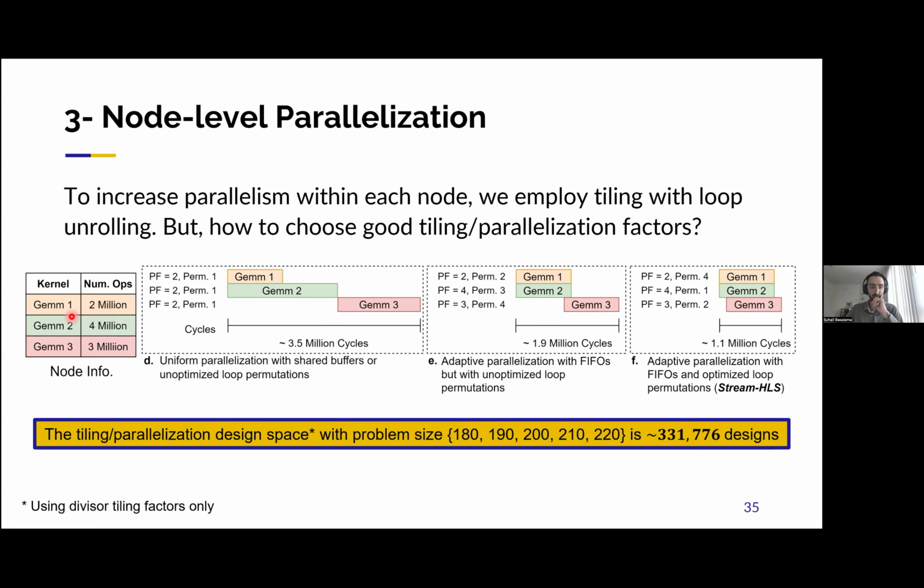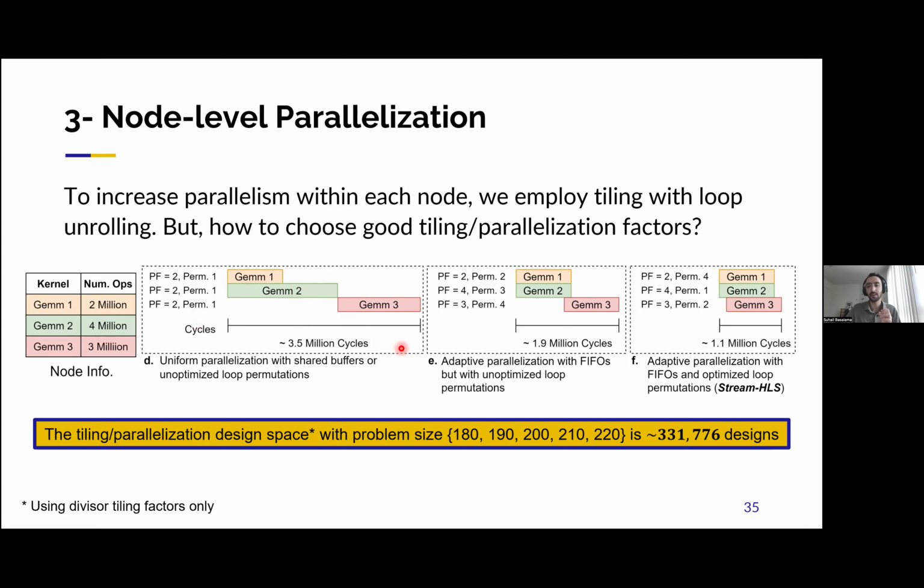So in this example, let's say we have 3 nodes with different numbers of operations, or trip counts, like 2 million, 4 million, 3 million. The first approach would be to use uniform parallelization, for example parallel factor 2, meaning we dedicate 2 compute units for each loop nest. This will cut the time by 2, but since this workload is unbalanced, we will have this execution.